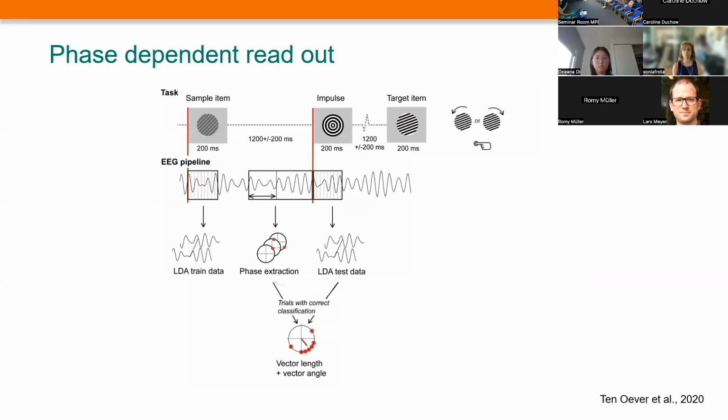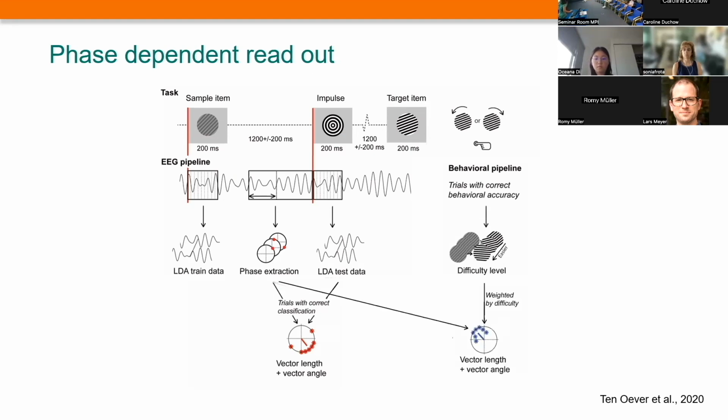So then the question was, is this also relevant for behavior? So we looked at trials where participants accurately indicated, so they did the task correctly, and we did the same thing. We looked at the phase again, and we correlated these phases with whether participants were correct or not. So we again did this phase clustering for correct trials, but now not correct based on the classifier, but based on the behavioral performance.